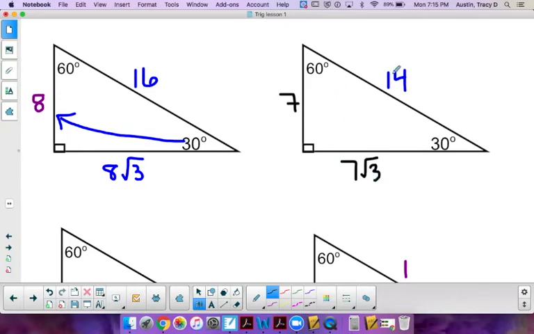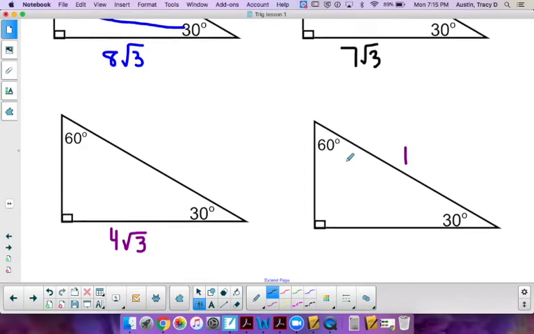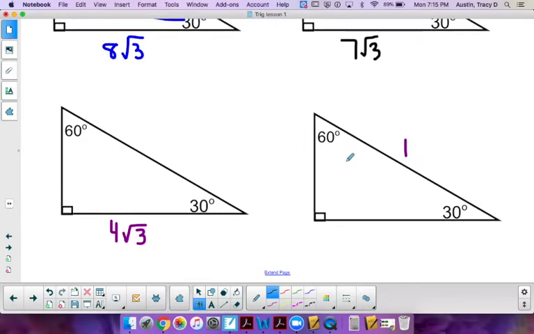Okay, and again, it always follows the same proportion. Whatever the small leg is, the hypotenuse is twice that much, and the long leg is times the square root of 3. All right, so let's try a little bit harder one.